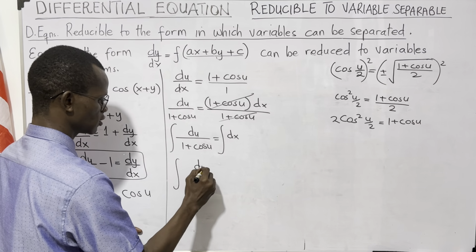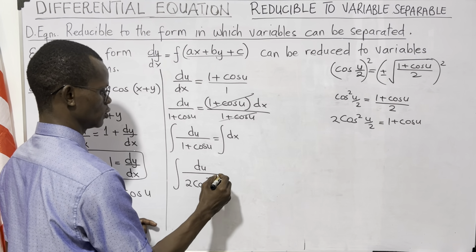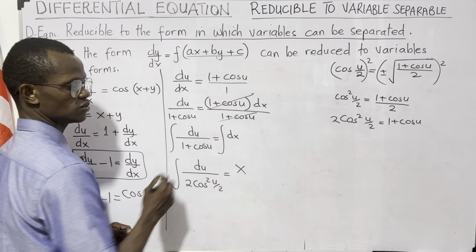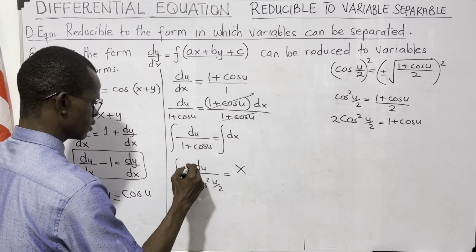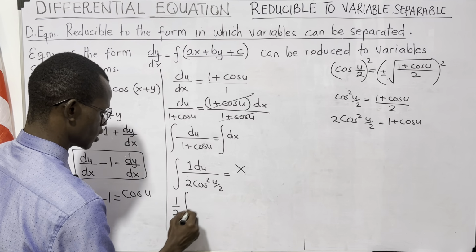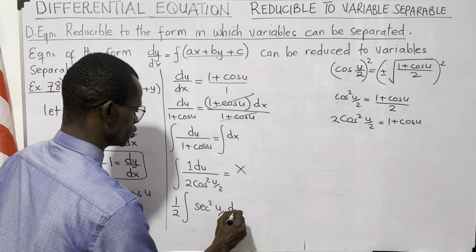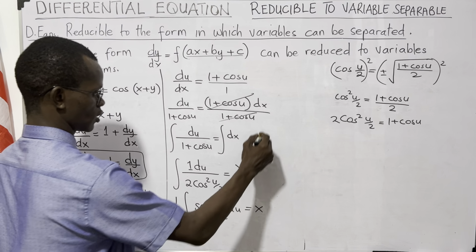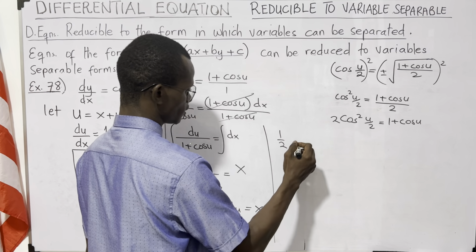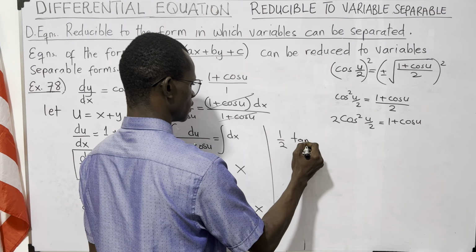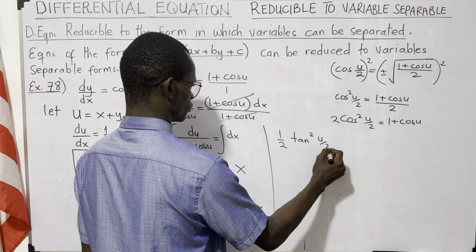So this now gives us 2 cos square u over 2 equals x, the integral of the x. So this 2 comes outside, 1 over 2. And then what is left here, 1 over cos is just equal to secant, the secant square u over 2, the u is equal to x. So 1 over 2, the integral of secant is just tangent square u over 2.